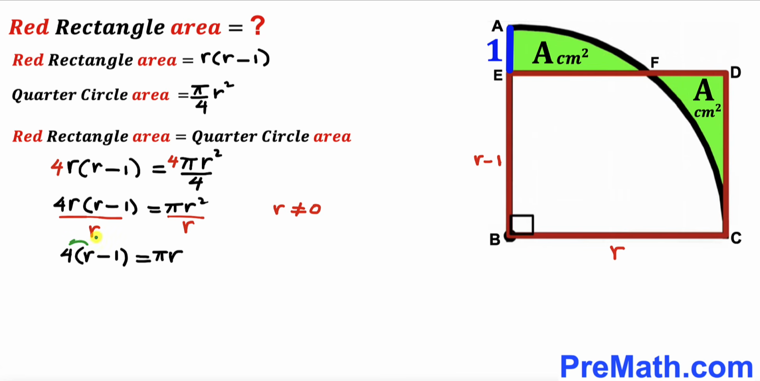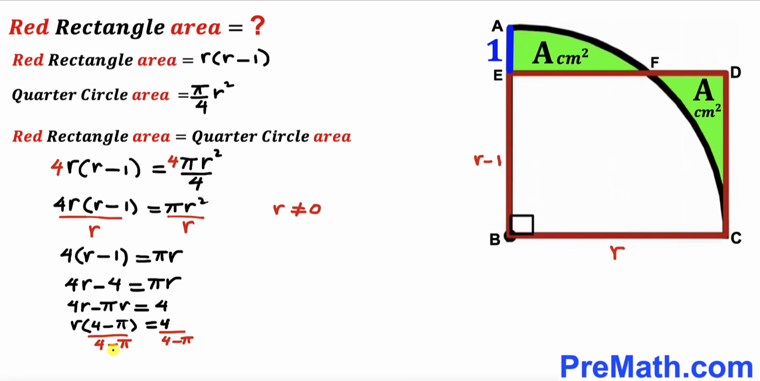And now we are going to distribute. And now I am going to move this pi r on the left hand side. At the same time I'm going to move this 4 in the opposite direction. So therefore we could write 4 times r minus pi times r equals 4. And now I'm going to factor lowercase r. We ended up with r times 4 minus pi equals 4. And now I'm going to divide both sides by 4 minus pi to isolate radius r. So therefore our radius lowercase r value simply turns out to be 4 divided by 4 minus pi.